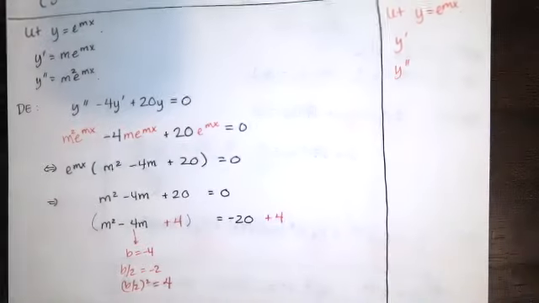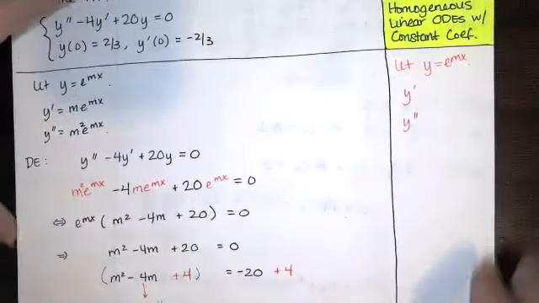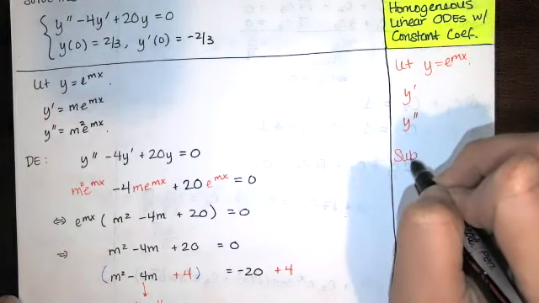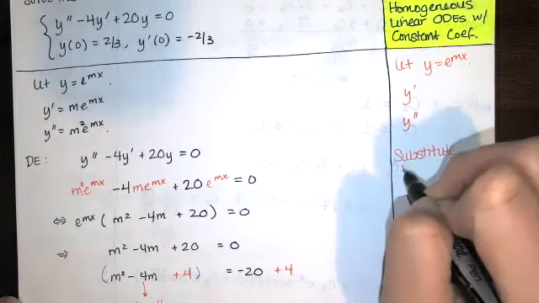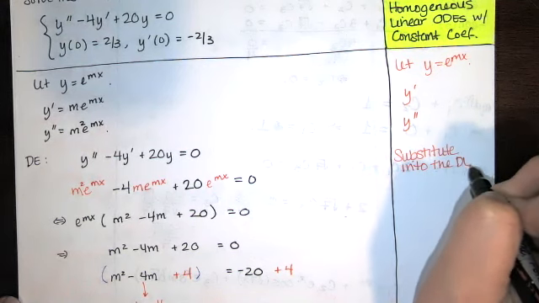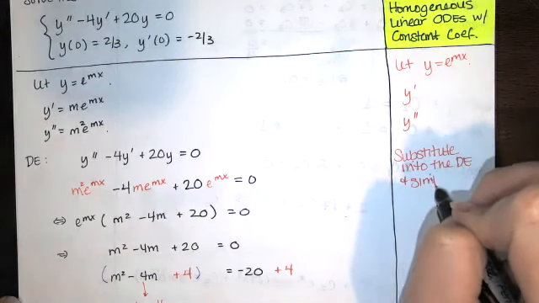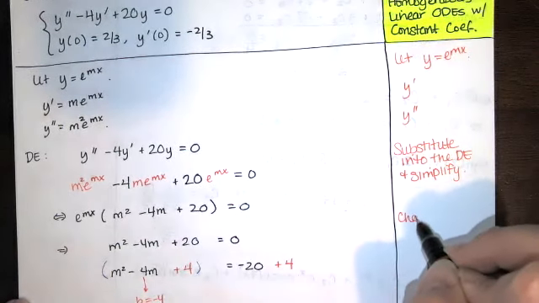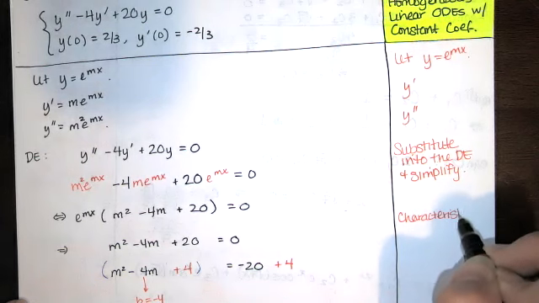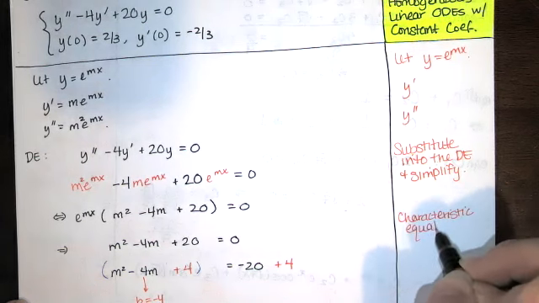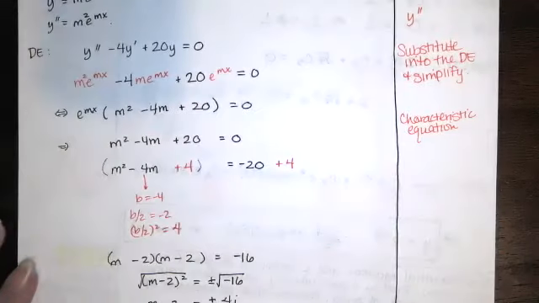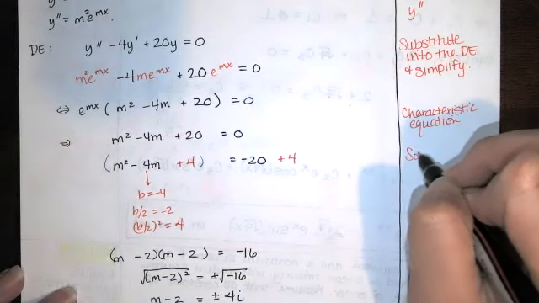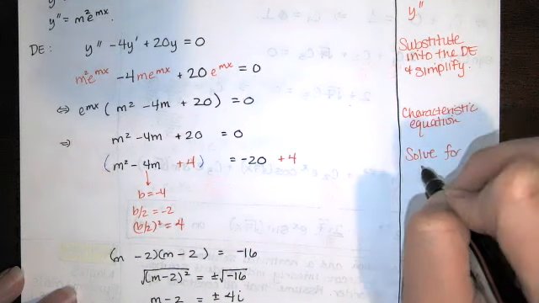All right. So we had y, we chose the right y, we computed y prime and y double prime. We substitute into the differential equation because we're assuming that y is a solution, and we simplify. And then you've got your characteristic equation here. Then you can use whatever method is necessary or appropriate to solve for m. Since it's a quadratic equation, we want to solve for m1 and m2.